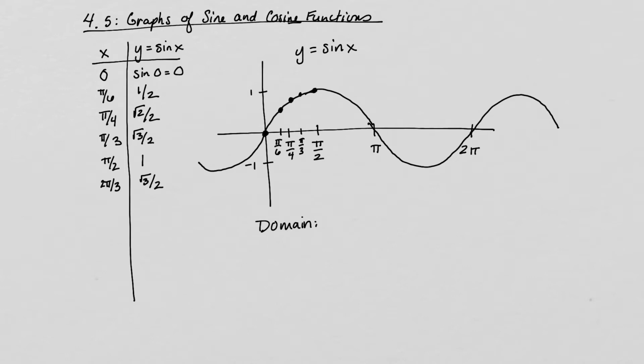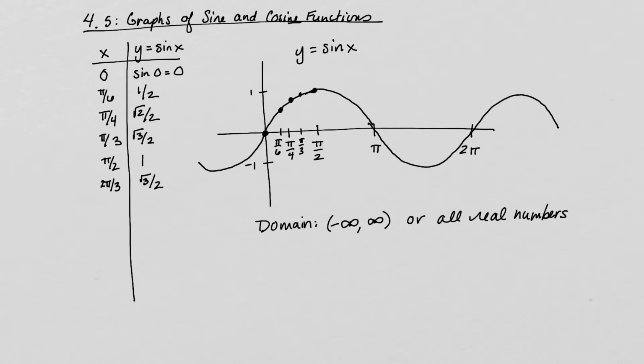So the domain, you could write it one of two ways. One way is you could write it minus infinity to infinity. Or you could say all real numbers. Right? Oops, real does not have two L's. All real numbers. So it goes in both directions forever, either way.